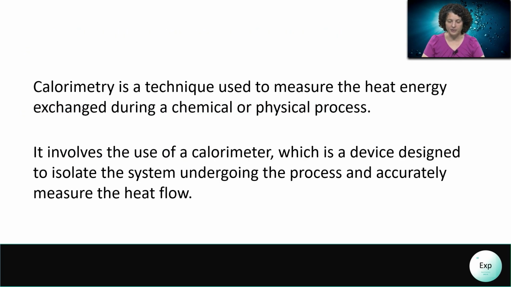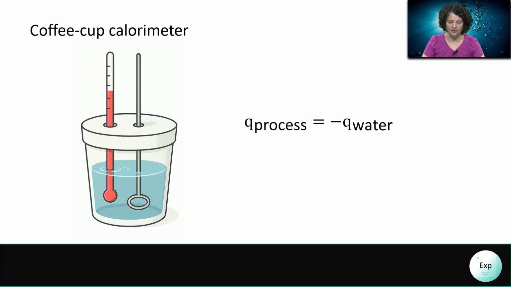The calorimeter that we are going to use today is a coffee cup calorimeter, and it is a device that is designed to isolate the system undergoing the process and to accurately measure the heat flow. A typical coffee cup calorimeter will have 2 nestled styrofoam cups with a lid. The lid will have 1 or more holes on it. In this case, it'll have 2 holes.